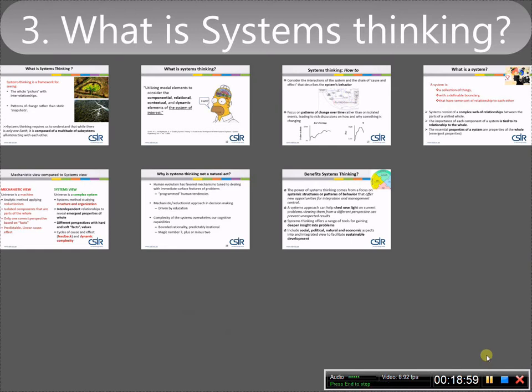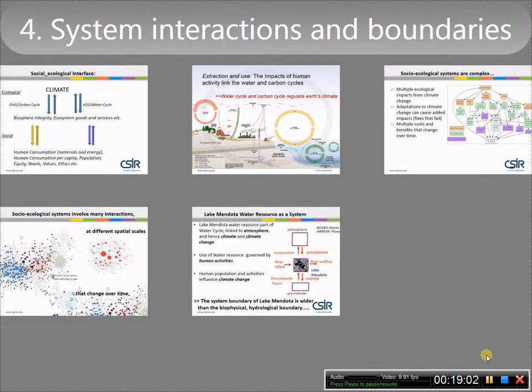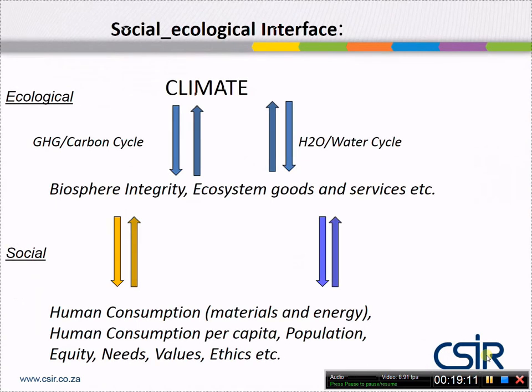So having discussed what systems thinking is and what a system is, now we'll explore how to look at the different system interactions and how we define the system boundaries. So what we're considering in our system is the socio-ecological interface. It's clear from our discussion so far that climate interacts with the biosphere and maintains biosphere integrity, as well as the production of ecosystem goods and services. The climate interacts with the biosphere through biogeochemical cycles, such as the carbon cycle and the water cycle. These are what's known as the ecological elements of the system.